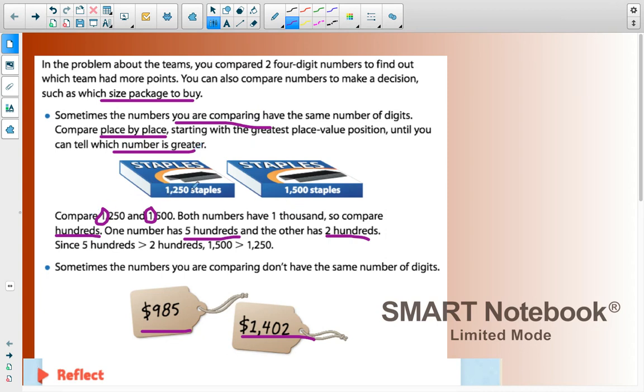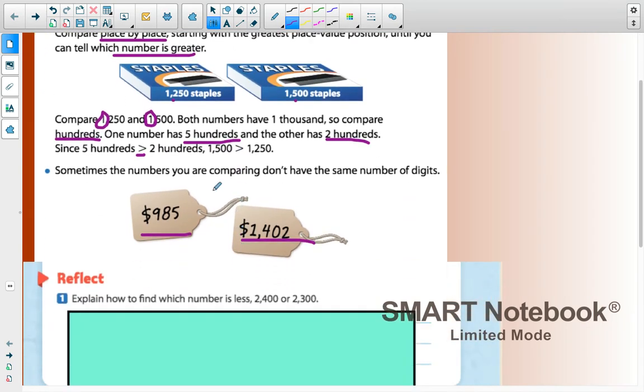So these two numbers, you have the thousands place. And if they're the same, then you go to the next highest place, which is the hundreds place. This number has a 2, this number has a 5. So if one number has 500s, the other has 200s, since 500s is greater than 200s, that means 1,500 is greater.